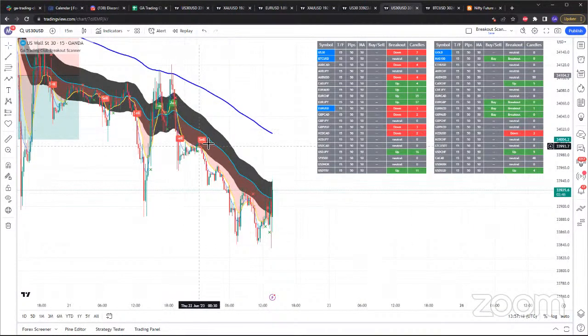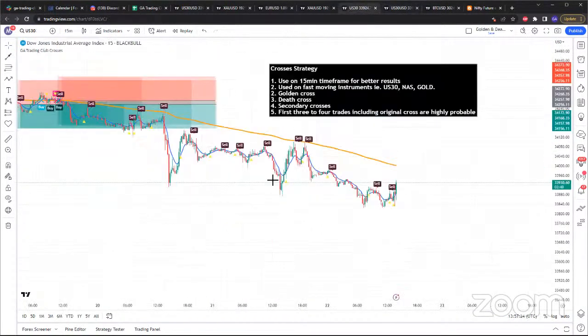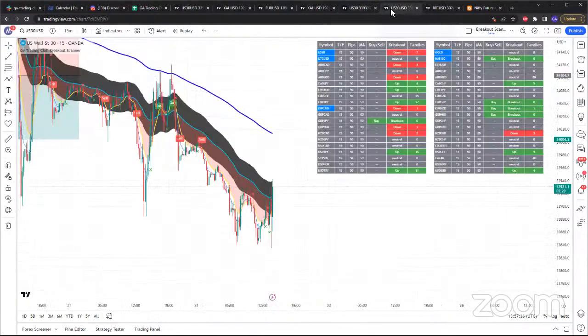So if you're getting sells for US 30 around the end of Asia or London session, and you're also getting sells using the breakout scanner, and you know that the crosses indicator has like a 90 to 98% win rate, and you're also getting a sell based off of this breakout scanner that has like an 80% win rate.